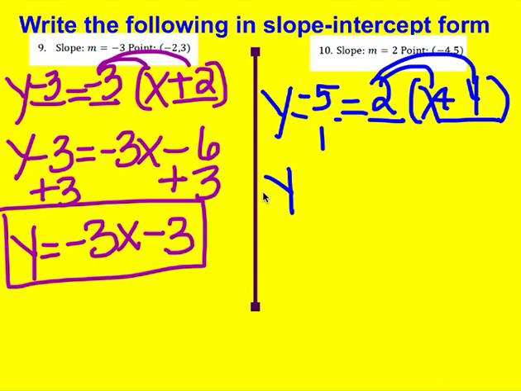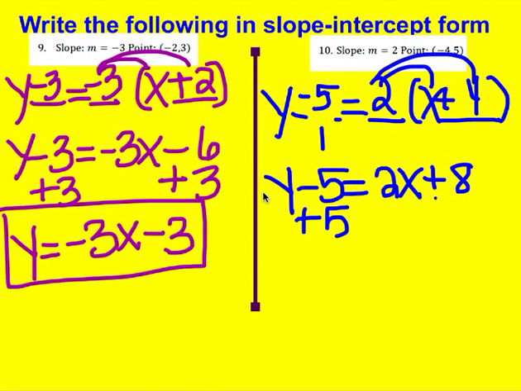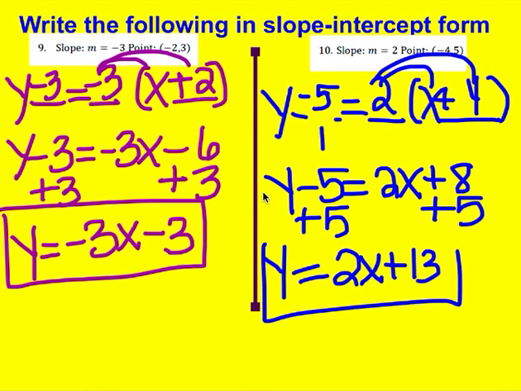So I'm going to have y minus 5 is equal to 2 times x, which is 2x, and 2 times 4, which is 8. Now the last thing I need to do to get that into slope-intercept form is get that minus 5 over to the other side. Since it's being subtracted, in order to get it over to the other side, I just need to add 5 to both sides. So then I get that y is equal to 2x, and then 8 plus 5 is going to give me 13. So that right there is your final answer for number 10.